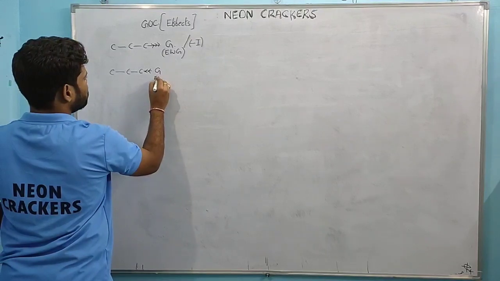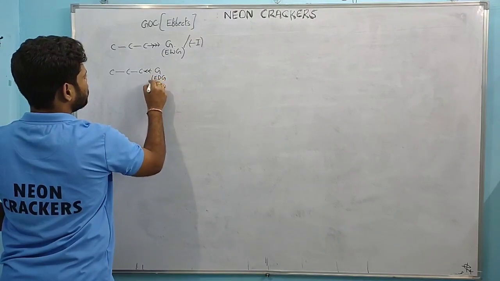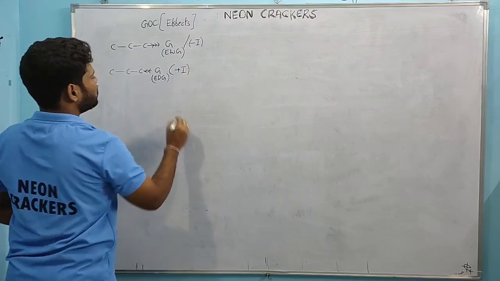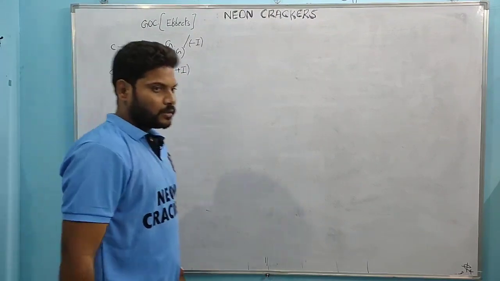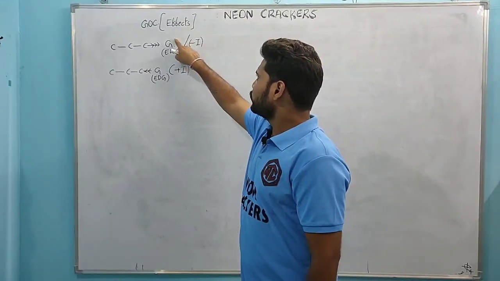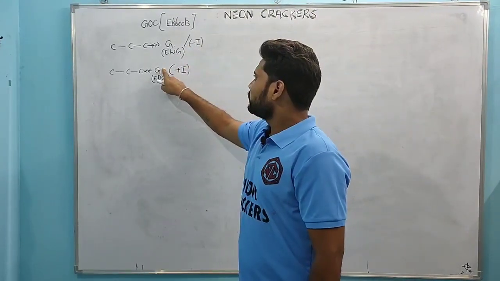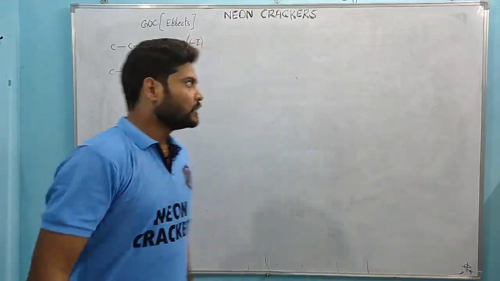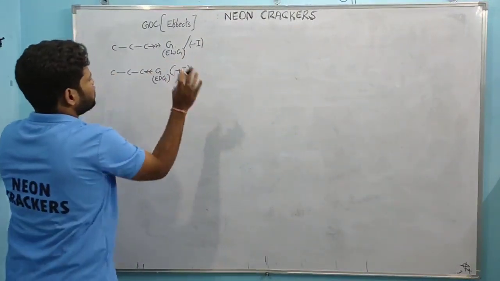If any group present on the carbon cloud is donating electron density, then its role is electron donating group, and that group is said to have plus I effect. So like this we have to find. In the influence of an electron withdrawing group, that is minus I. In the influence of an electron donating group, that is plus I.